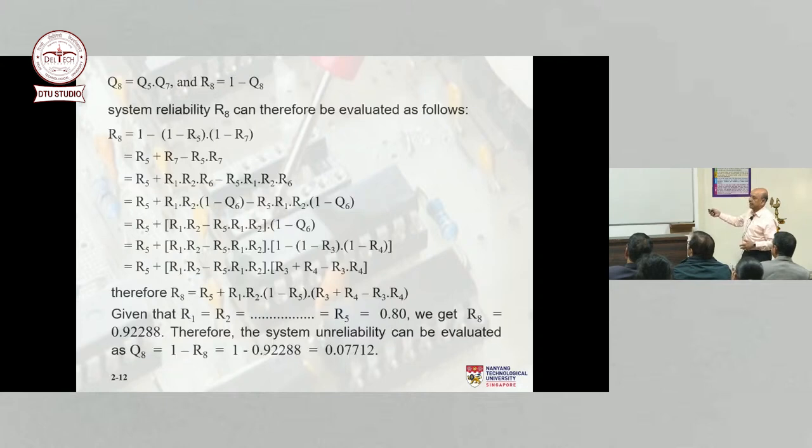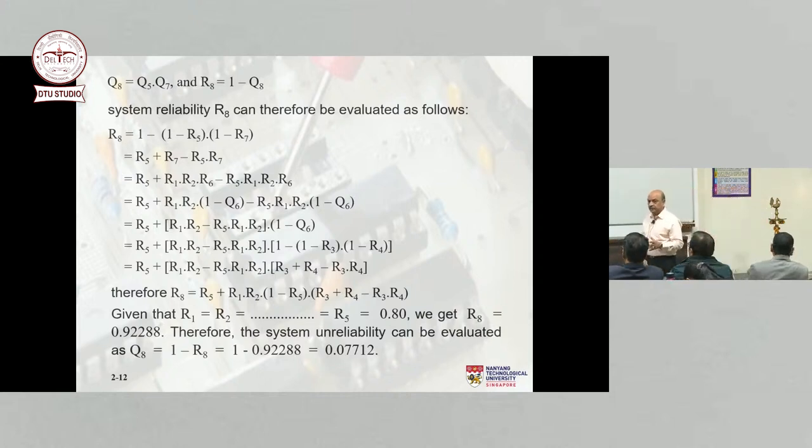I'm getting rid of the R6 and Q6, and similarly R7 and Q7, if they are there. So ultimately, you see it is R1, R2, R3, R4, R5 only, because those are my original components, right? And then, of course, all the components are identical, we said, and their reliability is 0.8. If we stick that number in this equation, we find that the reliability is 0.92288. And if you are asked the system unreliability, that will be 0.077.